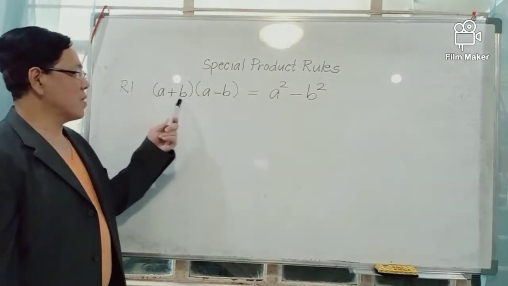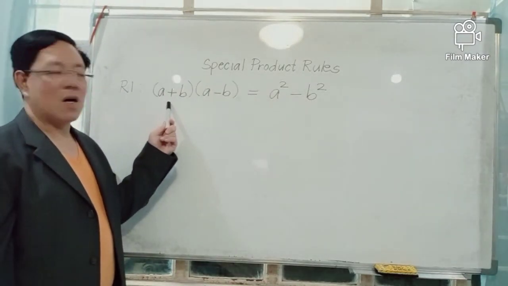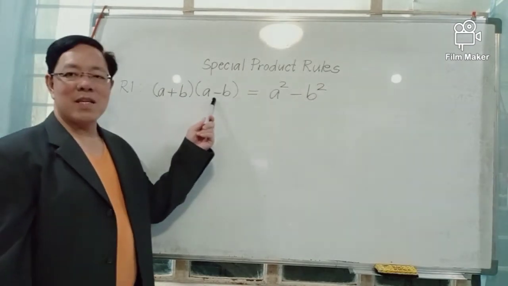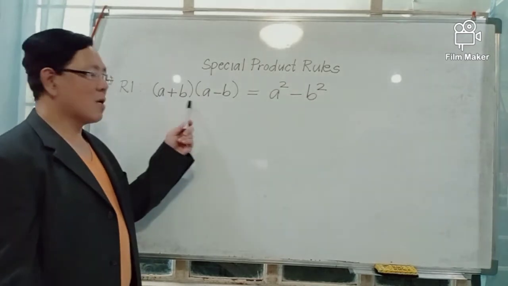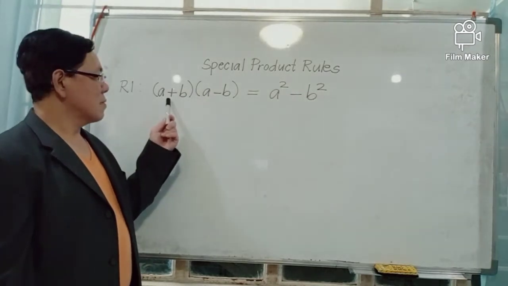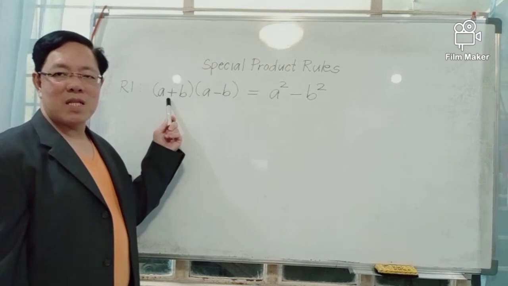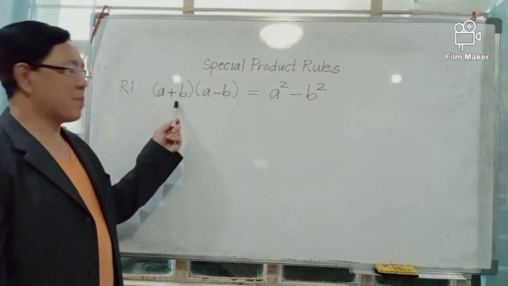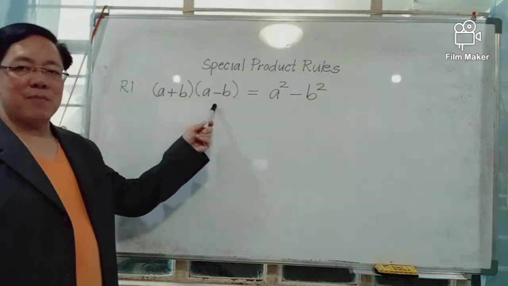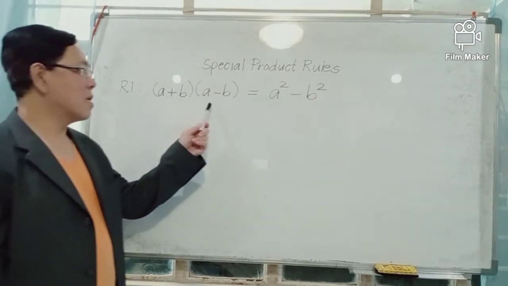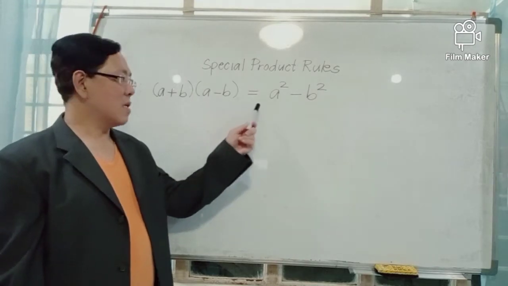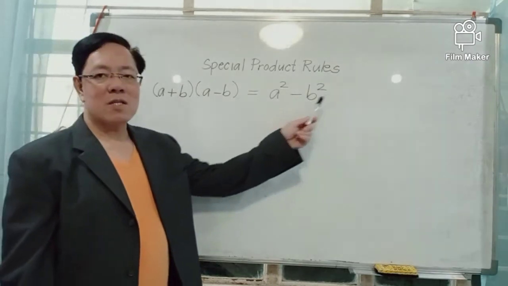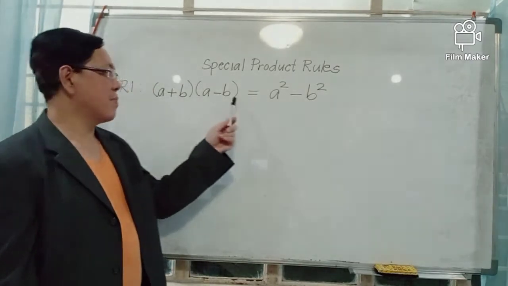Rule number one: we are given the product of a sum of A and B, and the difference of A and B. We are multiplying. We want to get the product of a sum and difference. And according to this special product rule, the product of the sum A plus B and the difference of A and B is equal to the square of A, the first term, minus the square of the second term, B.